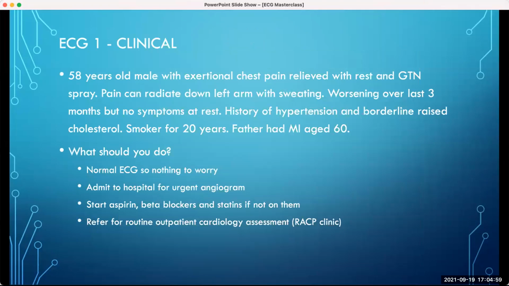So based on ECG number 1, now we can mute everyone. Let's see, make sure they're all muted.